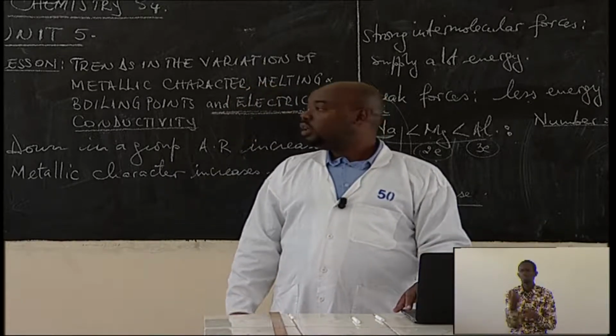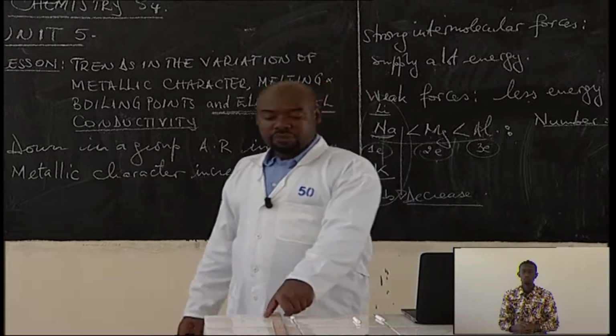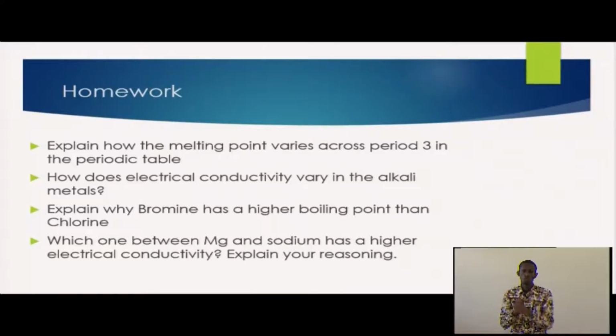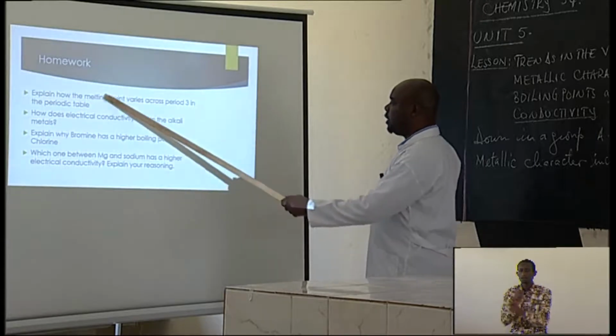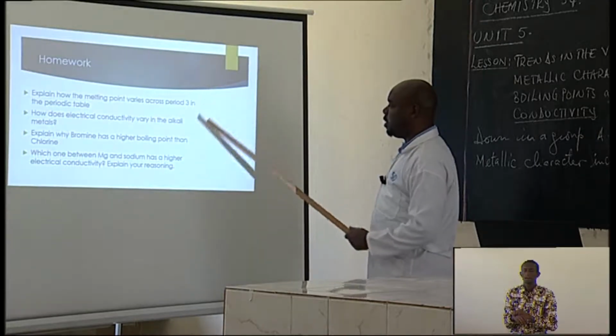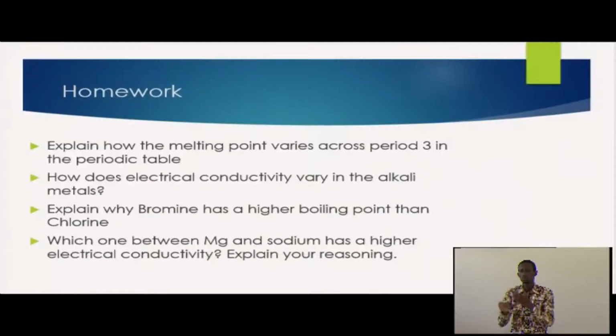Now let us go through the homework and I explain what you have to do. Explain how the melting point varies across period 3 in the periodic table. You have to consider metals, the metalloid, and the non-metals.